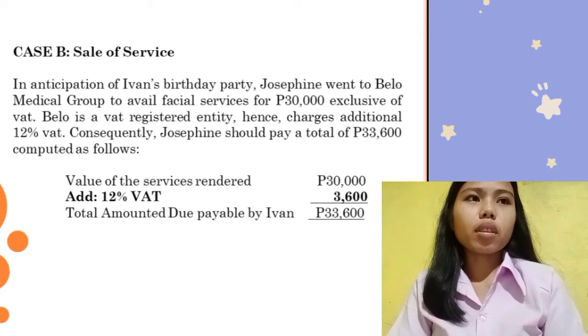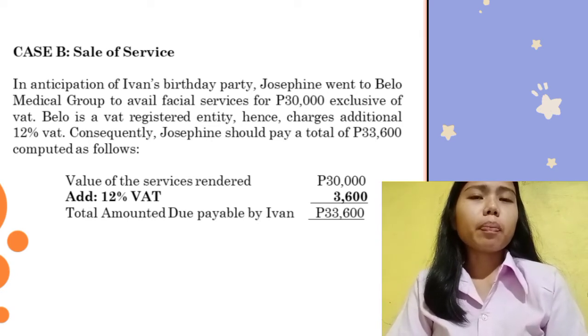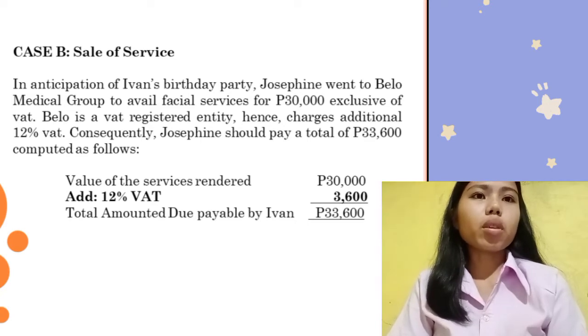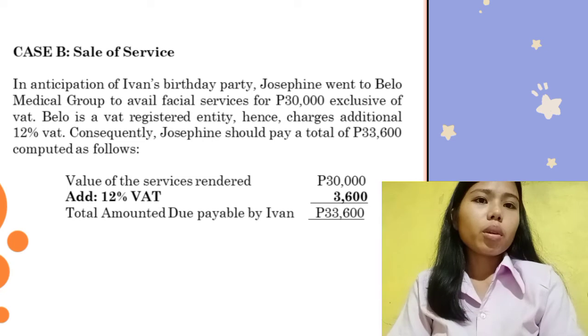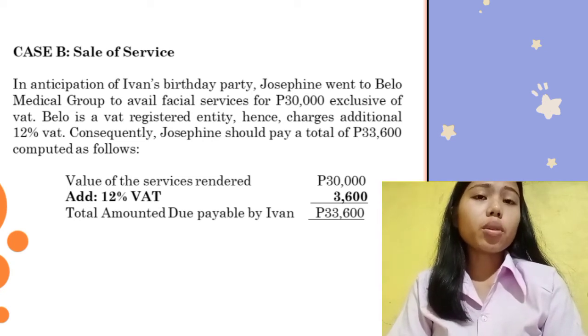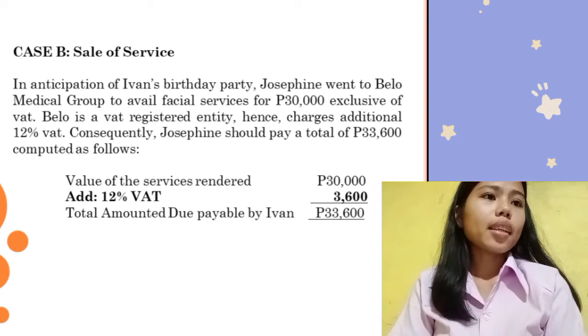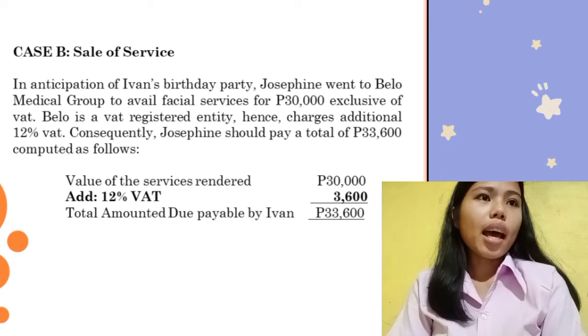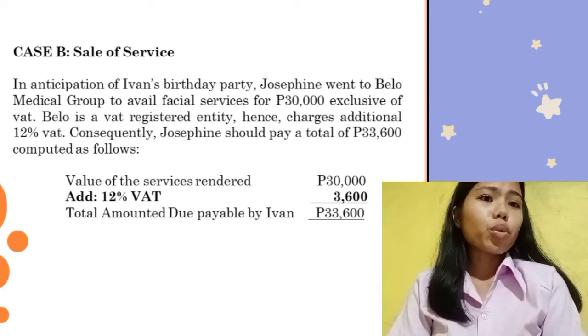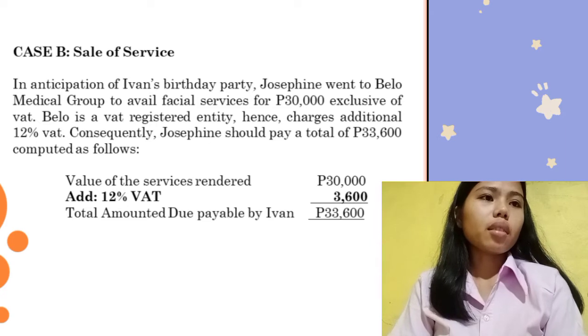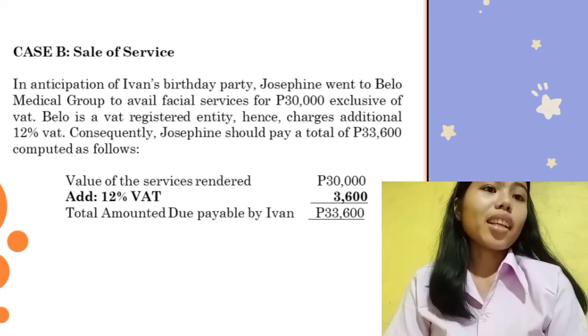So this is how they computed the 33,600. Bello Medical Group is VAT registered, so they are going to pass the VAT to their client. The value of the service rendered is 30,000, which comes from the facial service availed by Josephine. Then the additional charge is 12% VAT, value added tax, which is 3,600. To get the 3,600, the 30,000 is multiplied by 12% value added tax. So the total amount due payable is 33,600. That's all. Thank you.